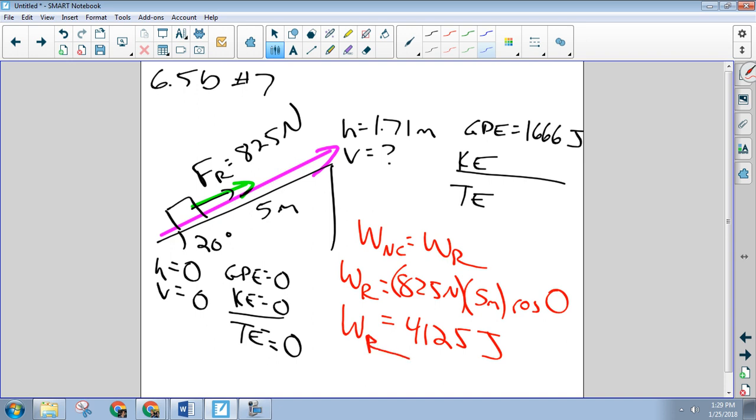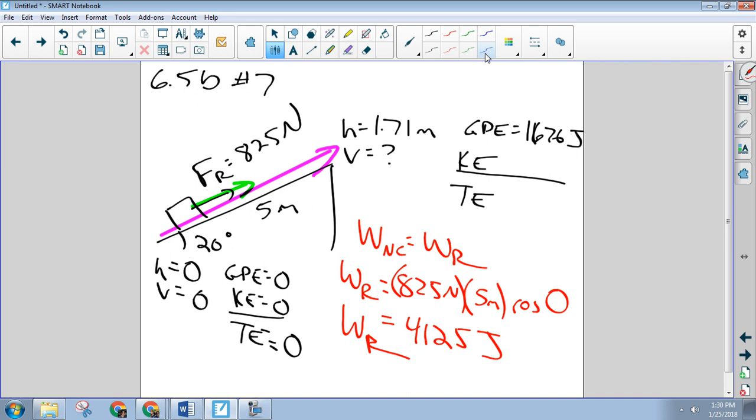I think the GPE is 1676. Yeah, it depends on how you rounded your height. So, yeah, whatever. Oops. Thank you, though. Okay. All right, everybody good? All right, great.